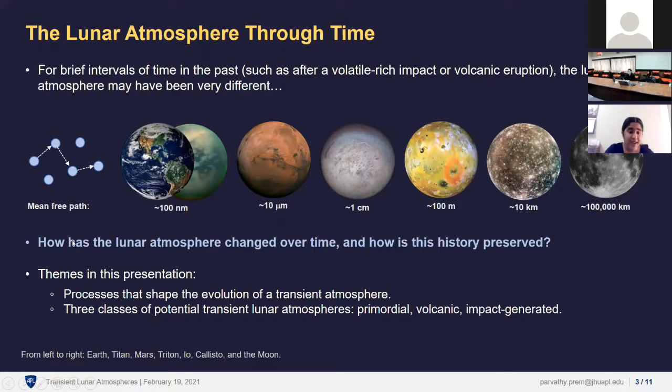And so the things I'd like to focus on in this presentation are, firstly, to give you a brief overview of some of the processes that shape such an atmosphere. And then I'd like to talk about three different classes of potential lunar atmospheres that might have existed in the past: the very ancient primordial lunar atmosphere, and the kinds of transient temporary atmospheres that you might get from volcanism and through impacts.